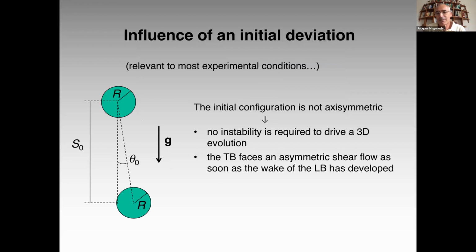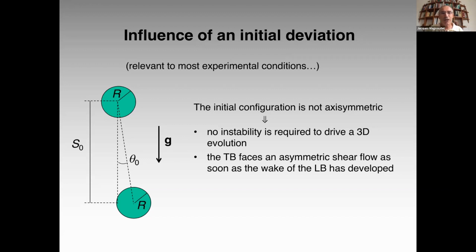So all this was with a zero initial deviation. But of course, in real life, the initial deviation is never exactly zero because of experimental uncertainty or whatever. And so we also consider the case in which there is a non-zero initial deviation. And this case is fundamentally different from what I told you before, because in this case the initial configuration is already asymmetric. So no instability is required to drive a 3D evolution.